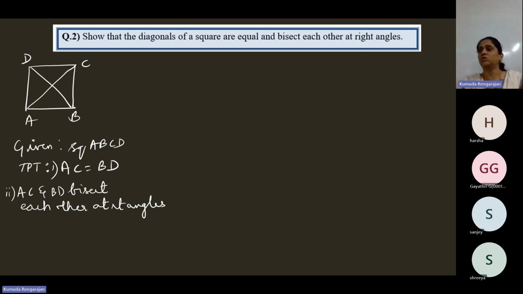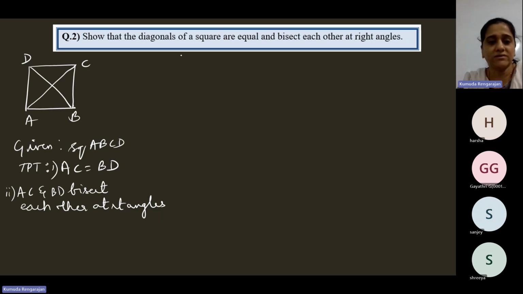But supposing you're showing the two triangles are congruent, you cannot write that in a square, diagonals are equal. So you cannot use that equality there because that's what you have to prove. So remember that in this case, you're given a square, while proving, you can use all the properties of a square except what you have to prove.